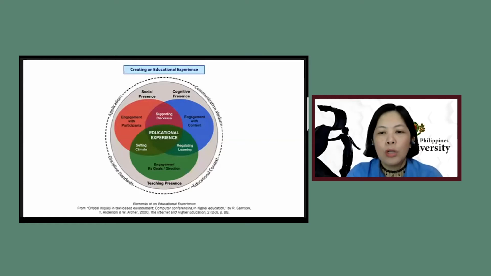When we talk of social presence, it is the ability of participants to identify with the community or the course of study, communicate purposefully in a trusting environment, and develop interpersonal relationships by way of projecting their individual personalities. Now, when we talk of teaching presence, this is the design, facilitation, and direction of cognitive and social processes for the purpose of realizing personally meaningful and educationally worthwhile learning outcomes.